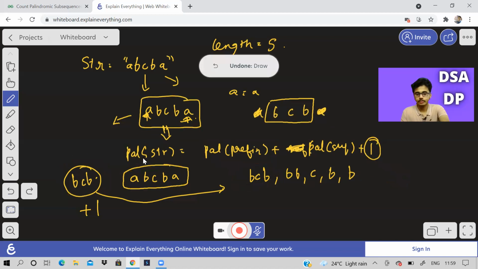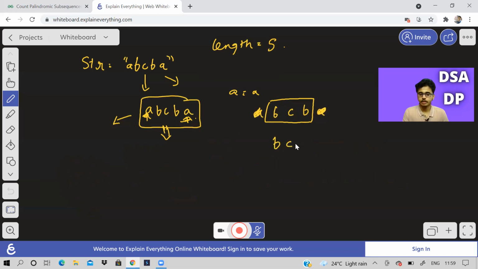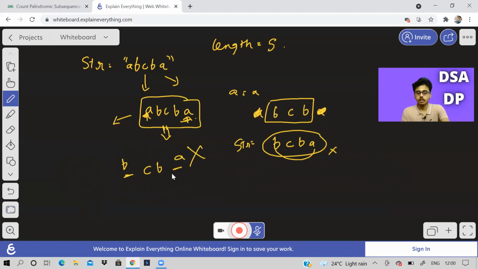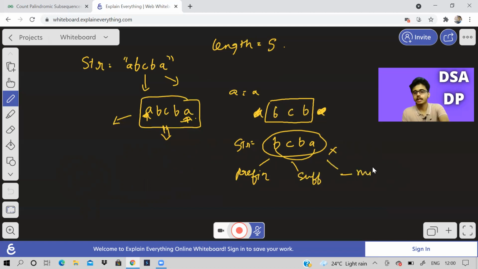But this is the case when the first and last characters are equal. What if the first and last characters are not equal? For example, let us say the string is BCA. See, first and last characters are not equal. So we don't even have to consider the case when we add first and last, because this will never be a palindrome. So now it is enough to find out how many are there in the prefix and in the suffix, and we will subtract the middle part.